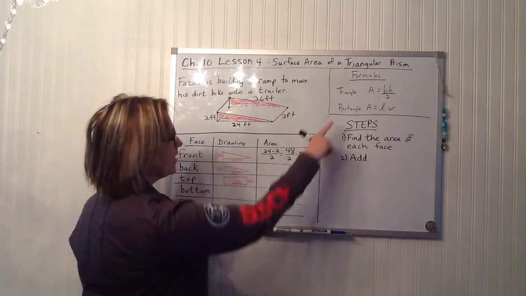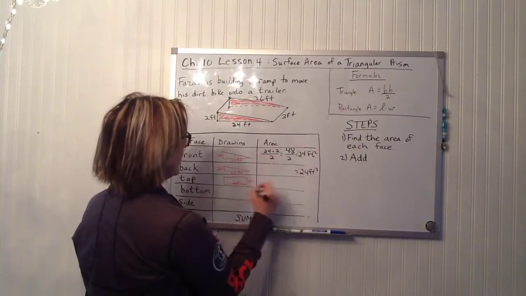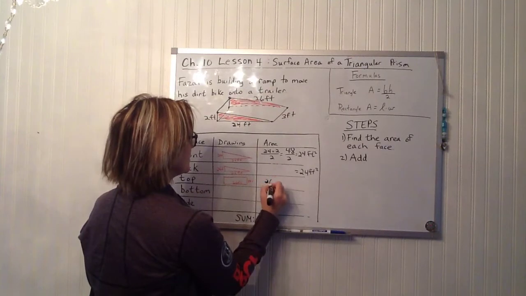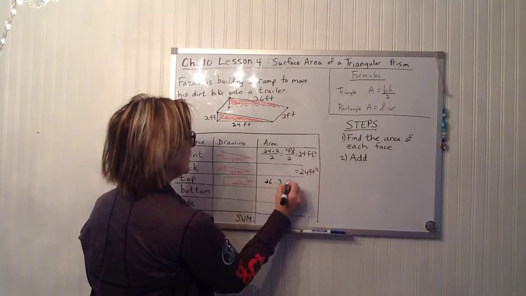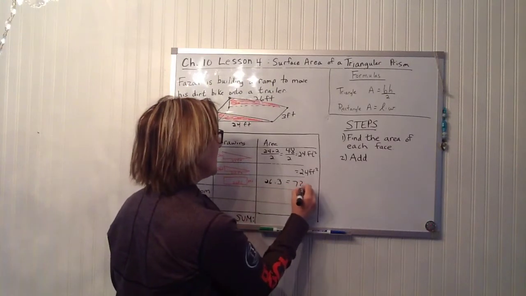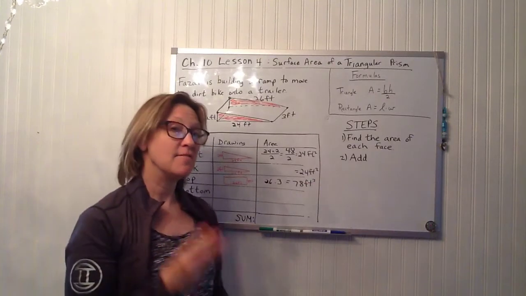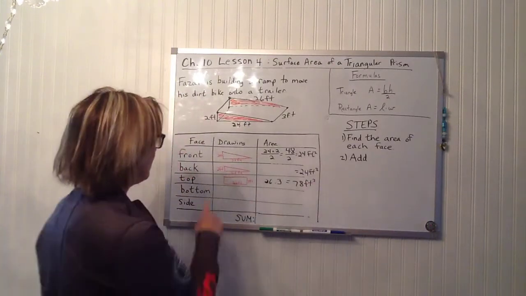So I know the area of a rectangle is length times width. So my length is 26, my width is 3, and when I multiply those together, I get 78 feet squared. Okay, that takes care of 3 of those spaces. I have 2 more to go.